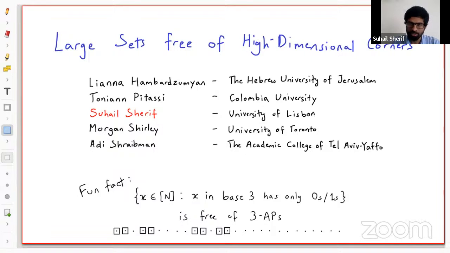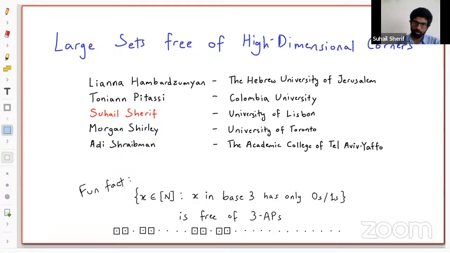So the introduction of this talk is going to take probably half the talk, because there's a lot of lore and background to these things, which I find very interesting and I don't want to skip out on. And then in the second half of the talk, I'll focus mostly on our contributions. And by our, I mean, this is joint work with Liana, Tony, Morgan, and Adi.